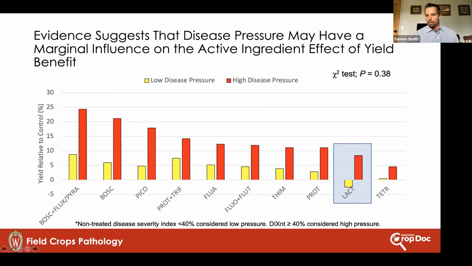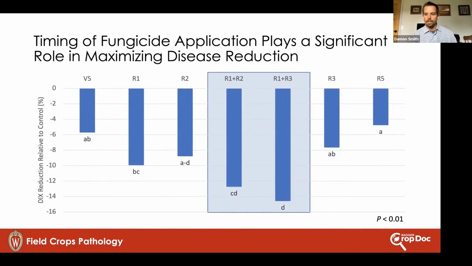And then again, Cobra looking okay in those high disease pressure situations. So we definitely have to account for disease level there, look at our history. When we look at timing in terms of disease index reduction, the more negative the bar here in this particular graph, the better performance we got during that particular timing. And so these are relative growth stages in soybeans.